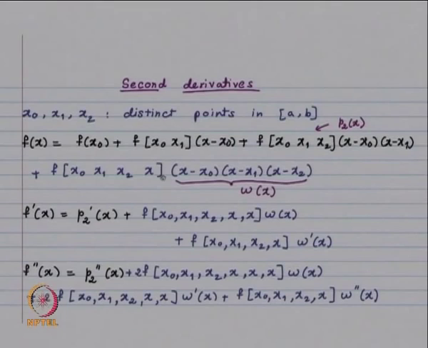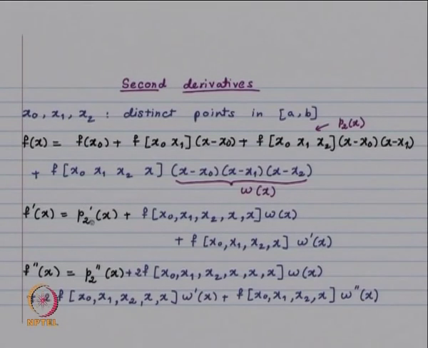Now, we are choosing 3 distinct points in the interval [a, b] that should be in the interval [c, d]. Then this is the quadratic polynomial, which is written using divided differences. This part is the error.